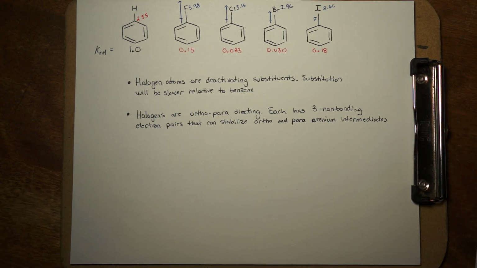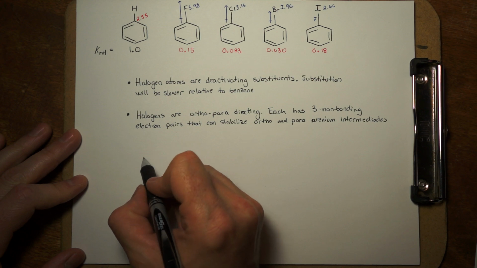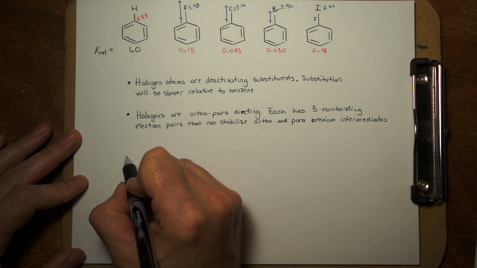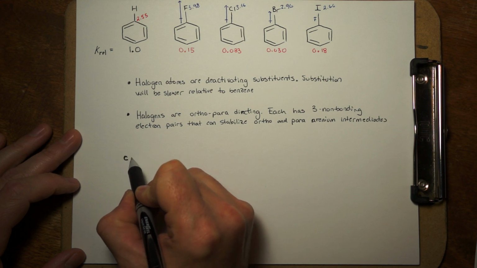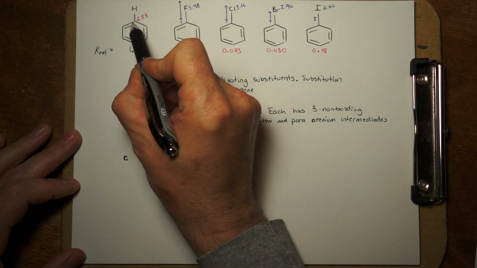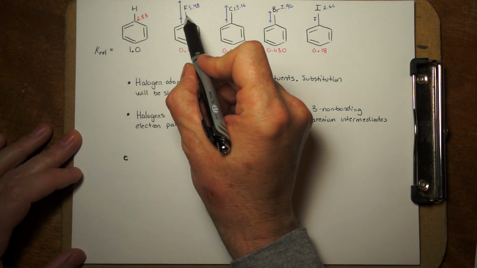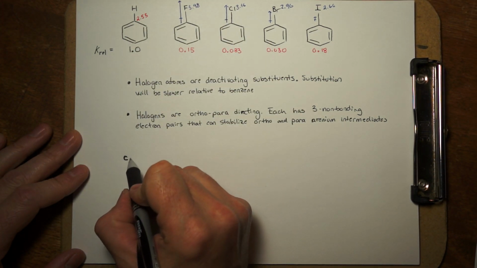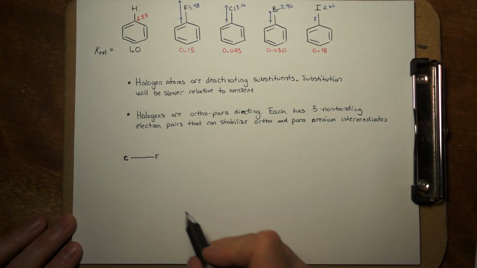All right, so let's take a look at that trend. We're going to just look at how that can happen. We're going to look at the carbon of the benzene ring, and then we're going to take a look at the halogen that that carbon is attached to. So in this case, this is fluorine.